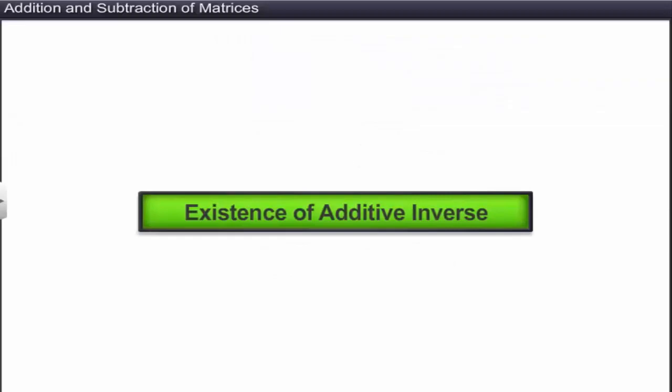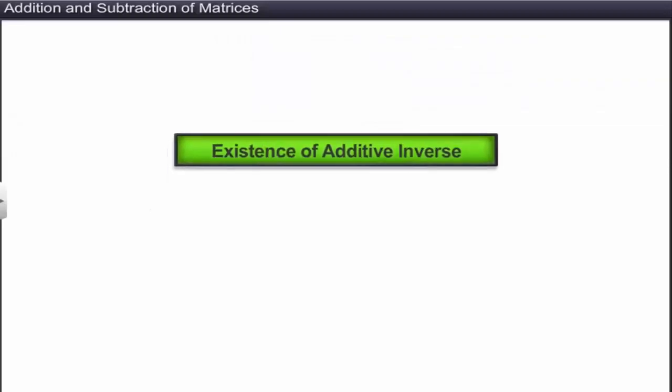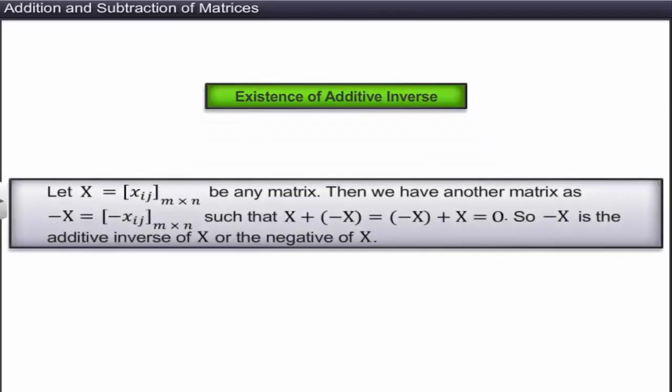Similarly, the additive inverse of a matrix can be defined. Let X be any matrix. Then we have another matrix as minus X such that X plus minus X is equal to minus X plus X, which is equal to O. So, minus X is the additive inverse of X or the negative of X. Here, O is a zero matrix.